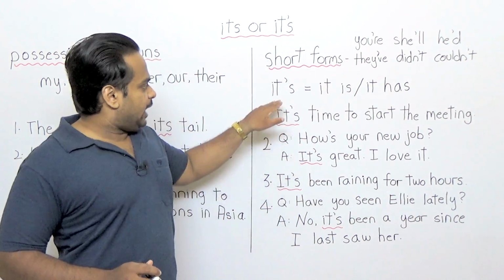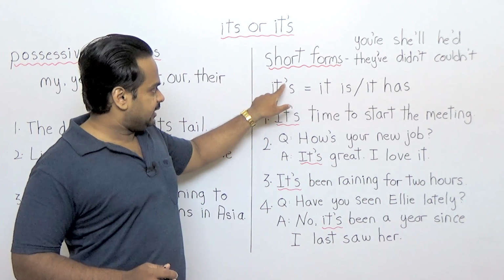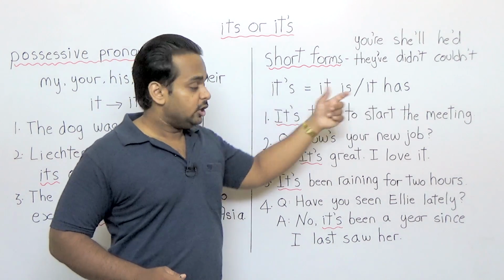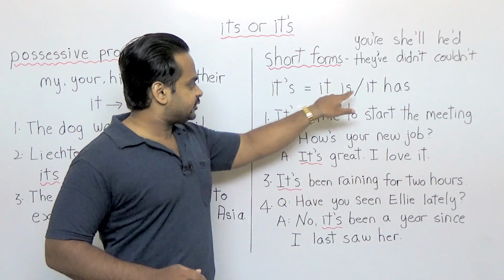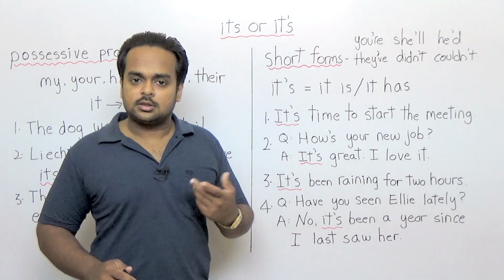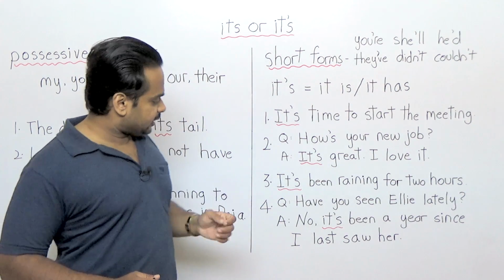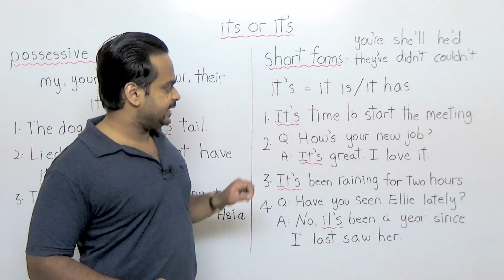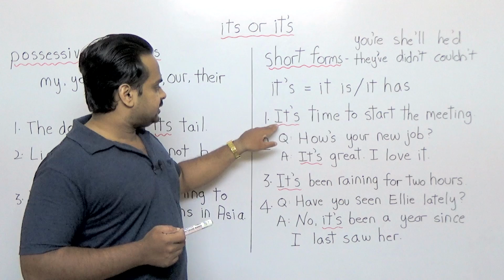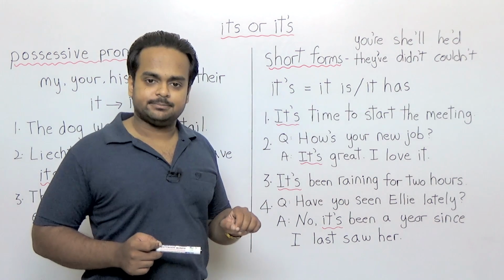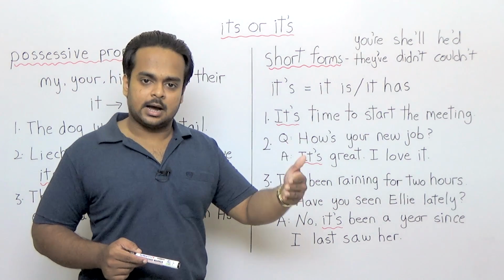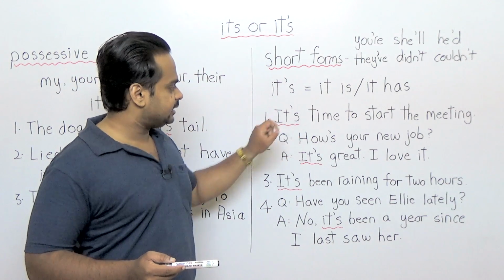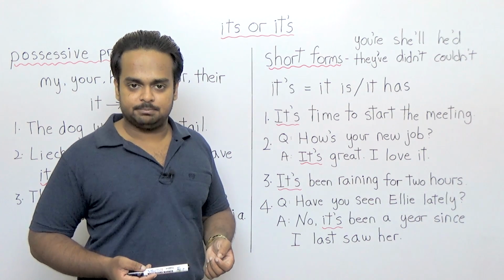Okay? So when you have it's with the apostrophe, the shortened word can be is or has. So this it's can be it is or it has, depending on the meaning in the sentence. Here I have some examples, and in the first two examples we have it is. Number one is it's time to start the meeting. What we're saying here is it is time to start the meeting. In fact, if you want, you can put it is here and the meaning would be the same.